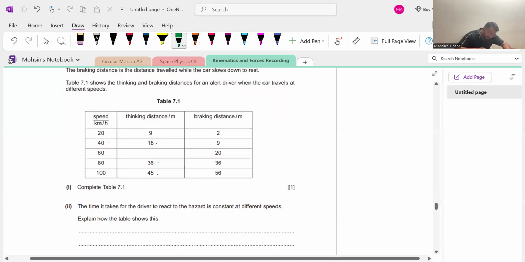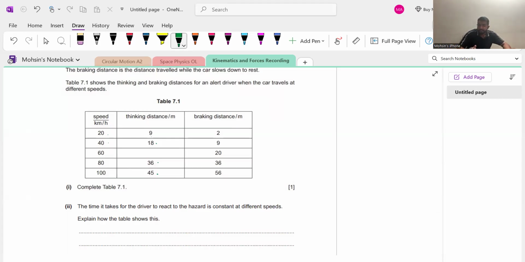Speeds 20, 40, 60. The speed is increasing at a constant rate of 20, 20, 20. So the thinking distance at the speed of 20 is 9, and when the speed increases by 20, it is 18. And here also 36, 45, it is following the table of 9. So it is obvious that after 18, it is 27.